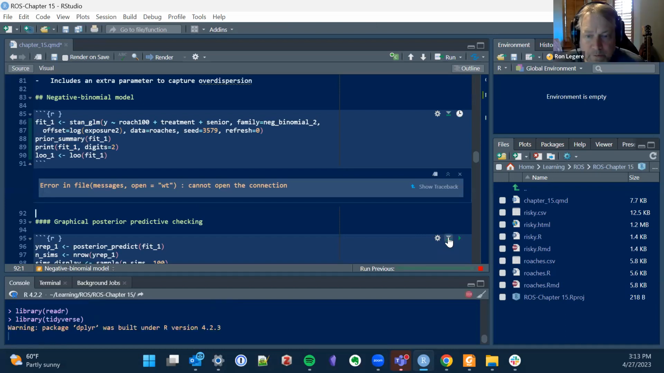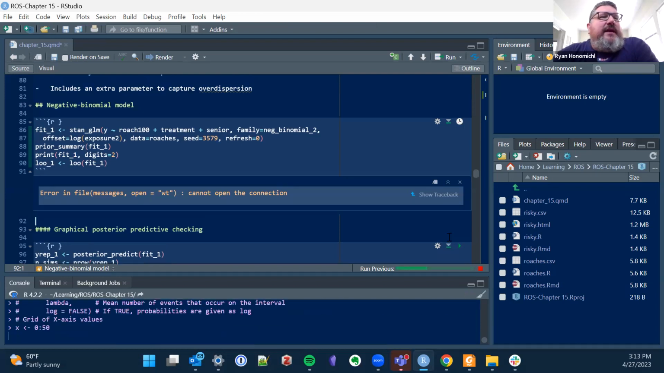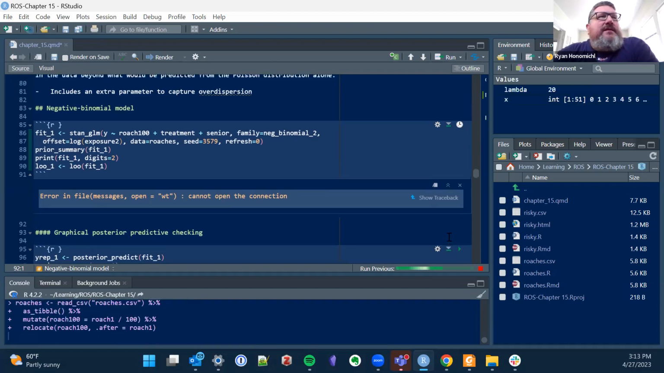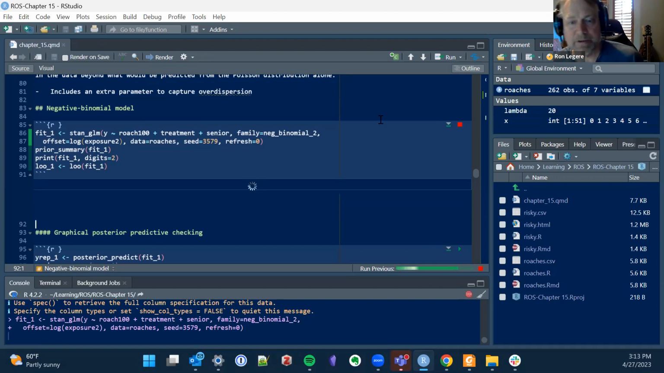What connections are trying to open? I don't know. It just happens sometimes. When I was doing a bunch of stuff earlier, all of a sudden it would start saying, "Hey, we can't open this location." I'm like, I'm not trying to open any location. I have to figure out what's going on here. Oh, maybe it's a connection to Stan. Is that what's going on? Maybe, yeah. Behind the scenes, this thing runs like C code.